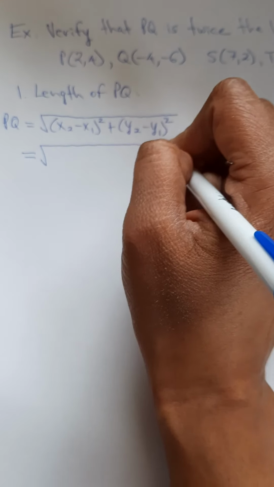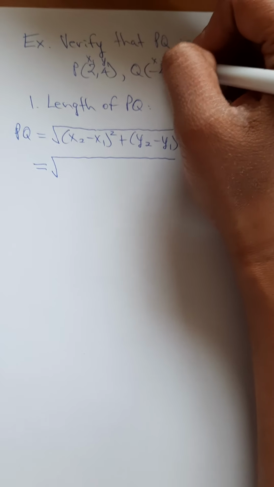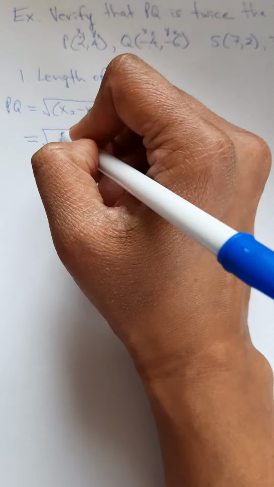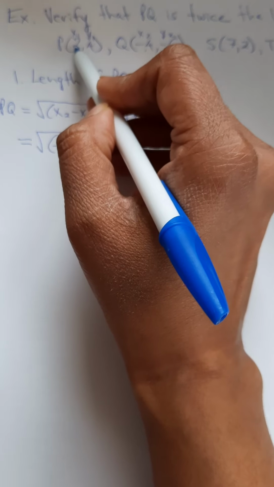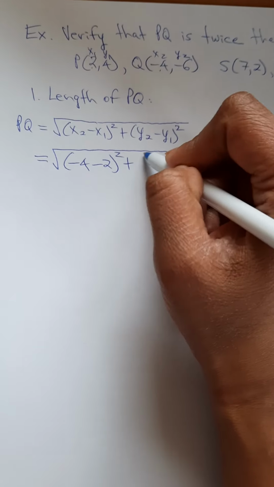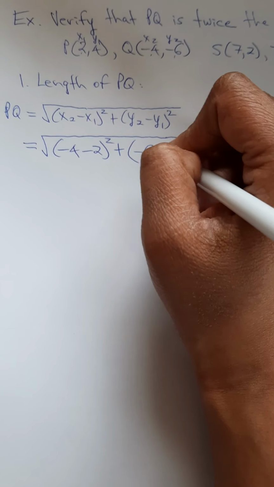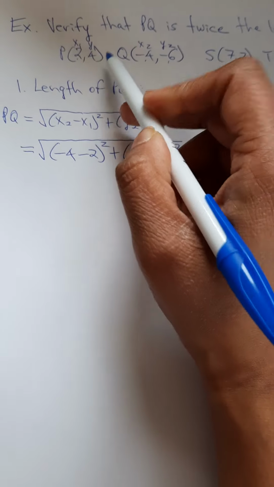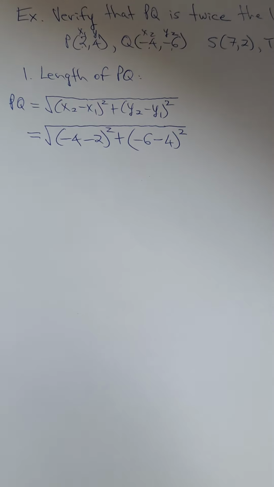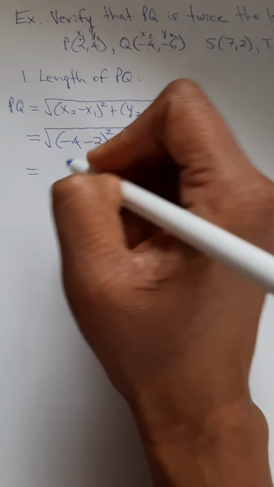Okay, and I'm going to label this actually, because we're only going to use the points once. This is x2, y2. So we're going to do x2, so minus 4, minus x1, which is negative 2, and we're going to square that. The second point is y2, which is negative 6, and you notice here y1, which is 4. Make sure you're very careful in terms of the signs here.